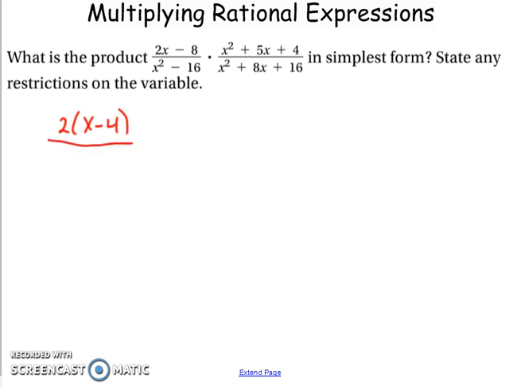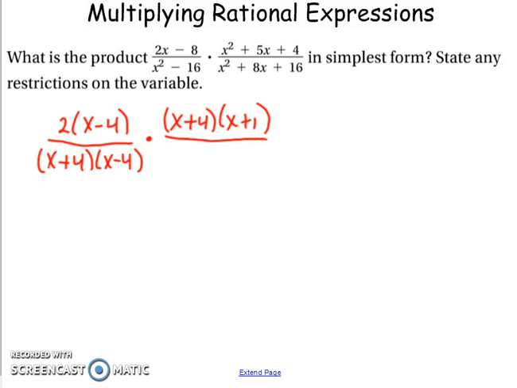Now that denominator, x squared minus 16, we're going to factor that. It's difference of squares, so x plus 4, x minus 4. And the next numerator multiplies to 4, adds to 5, so we're going to use 4 and 1. So x plus 4, x plus 1. Now that denominator multiplies to 16 and adds to 8. We're going to use x plus 4 and x plus 4.